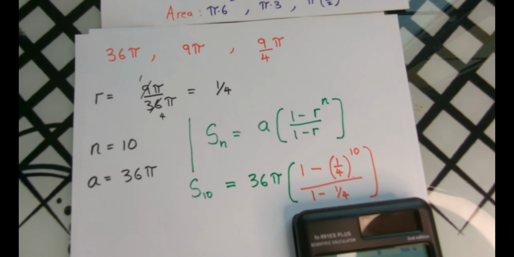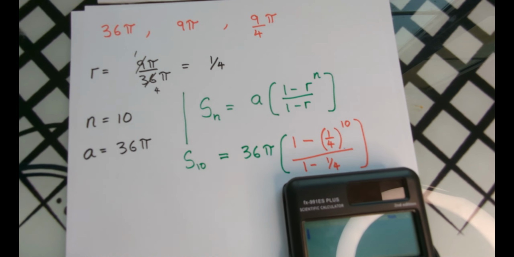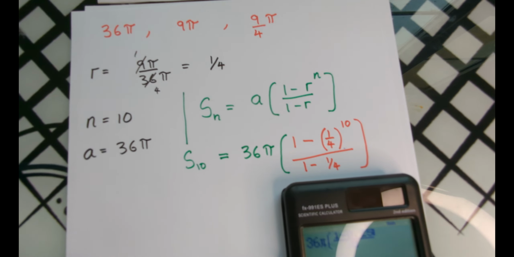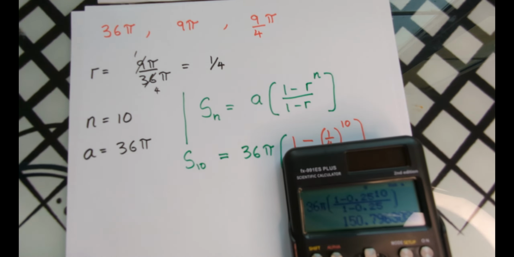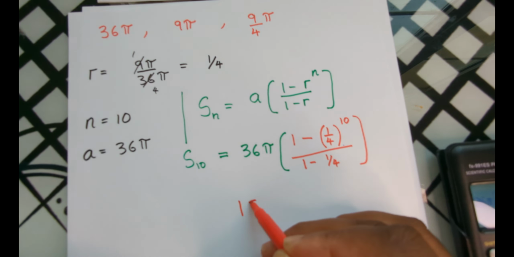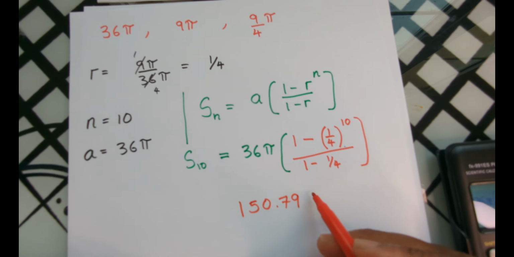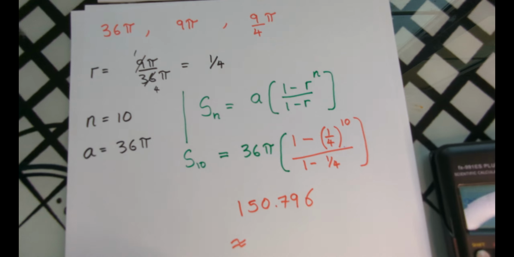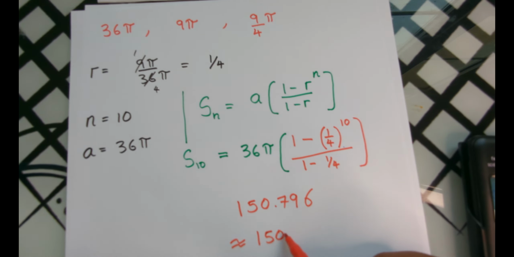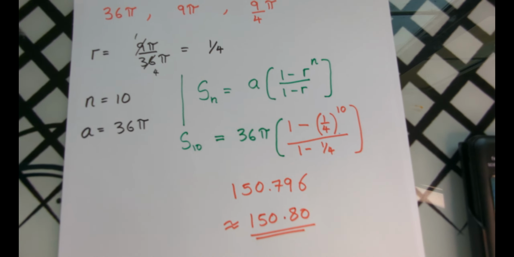And let's punch this into our calculator. So we have 36 pi being multiplied by 1 minus 1/4, that's 0.25 to the power of 10, divided by 1 minus 0.25, close bracket, which gives us 150.796, which when rounded to 2 decimal places becomes 150.80. So that's it for question 3.2.